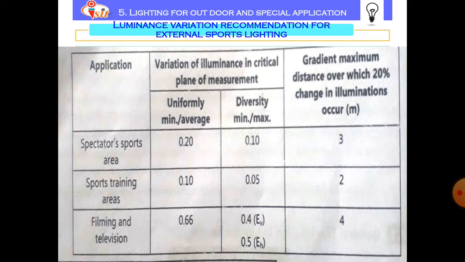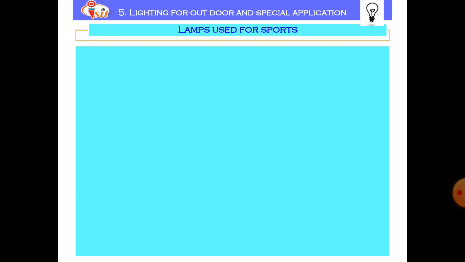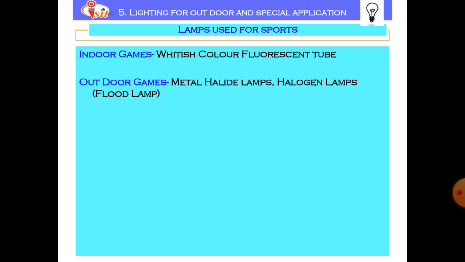For the television or filming purpose, the variation of illuminance in the critical plane is 0.66, and for diversity it is 0.4 and 0.5, which is for vertical and horizontal purpose, and where the gradient maximum distance is 4 meter. Now the lamps used for sports: for indoor games, whitish color fluorescent tube lights are used, and for outdoor games, metal halide lamps, halogen lamps or flood lamps are used.